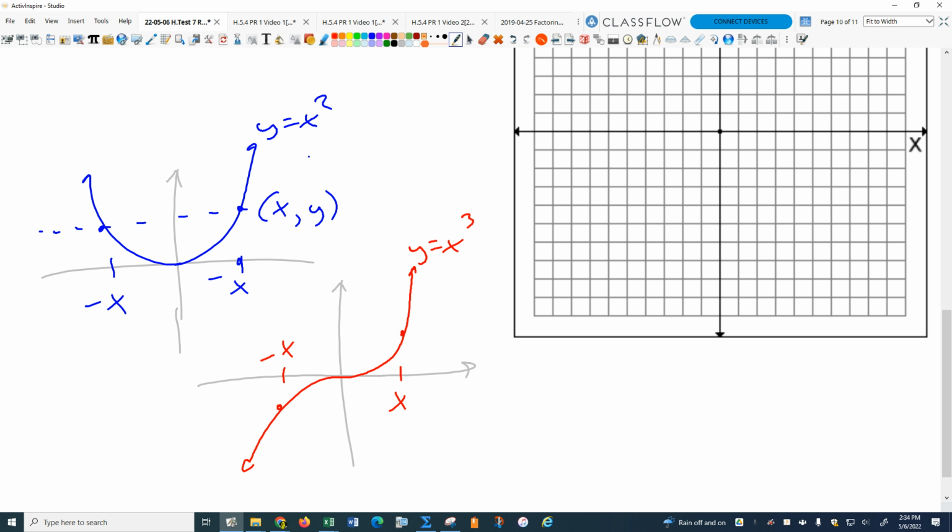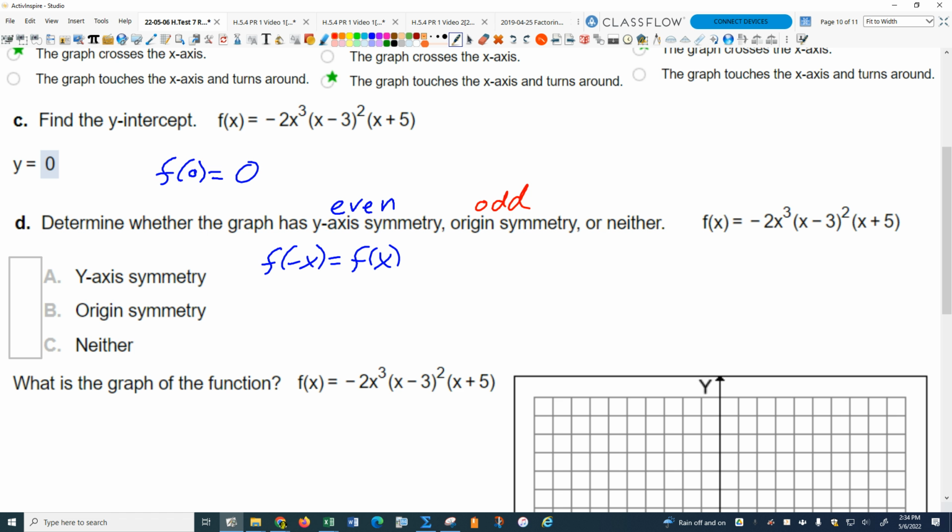Okay. So those are our two tests then. F of negative x equals f of x is even. F of negative x equals negative f of x is odd. And we just have to test and see, right? We have the function here, so let's just evaluate our function at negative x and see if we get either one of these two things happening. If we get one of those things, then it's conclusive. If we get neither of those things, then there's no symmetry, right? Well, at least neither one of those types of symmetry exists.